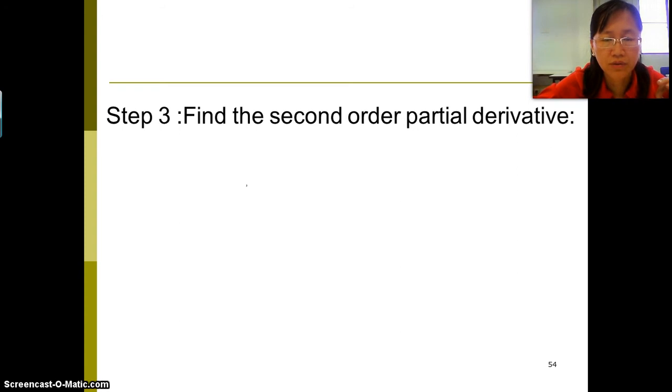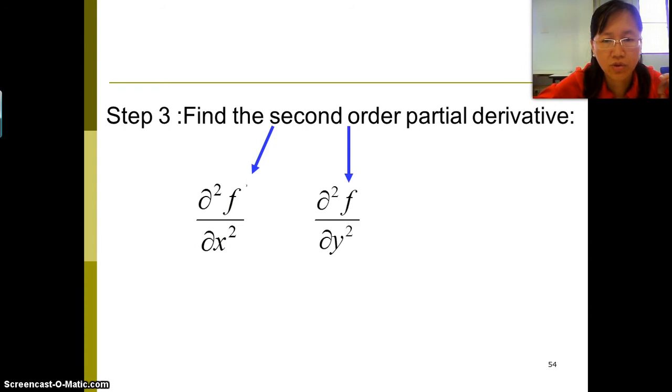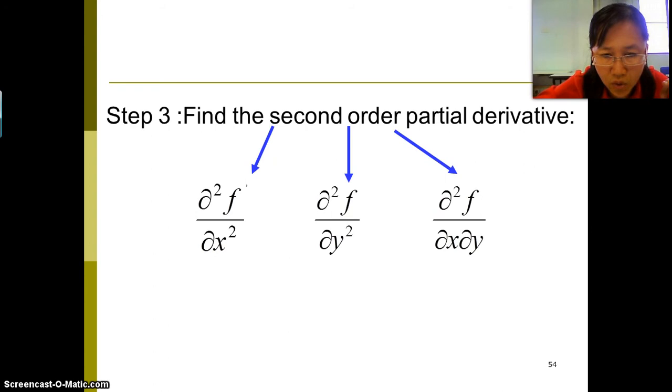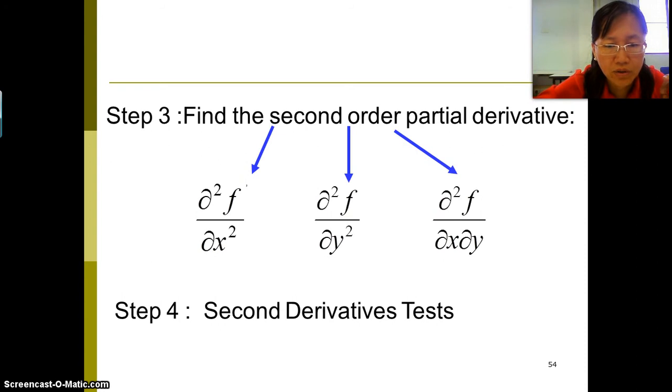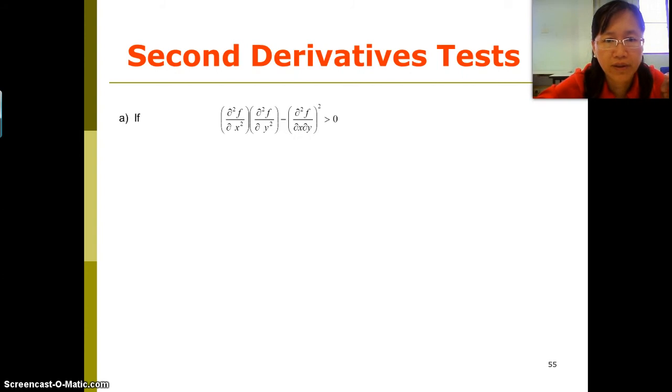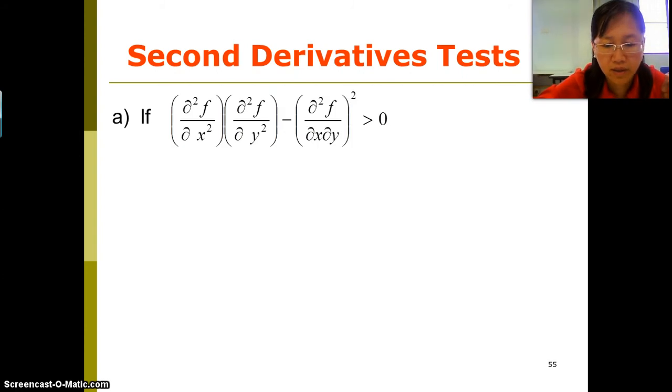Step 3, we find the second order partial derivatives, del square f over del x square, del square f over del y square, and the mixed second order partial derivative, del square f over del x del y. Finally, we use the second derivative test to determine whether the stationary point is a maximum, minimum, or saddle point. From the second derivative test, we have case 1.